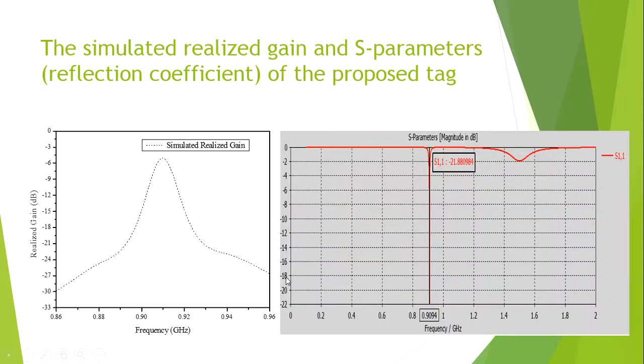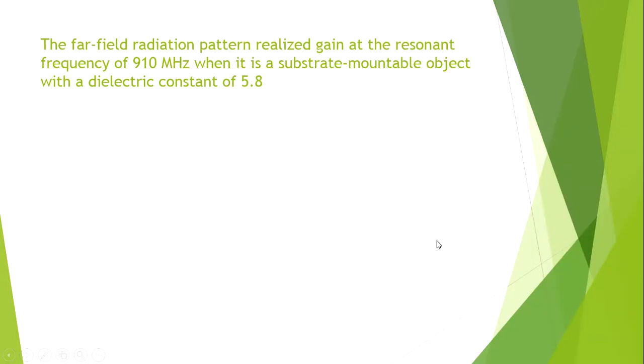After I did the optimization, I simulated it and got the data from the software. We can see from here the matching is very good, minus 22 dB, which converts to the power transmission coefficient. 90% of the power is being transferred from the tag to the chip, so the matching is very good.